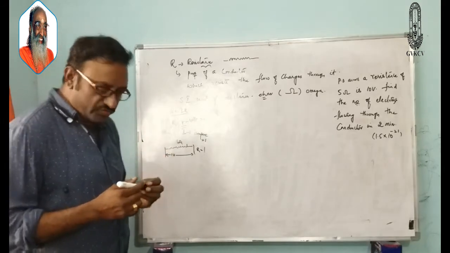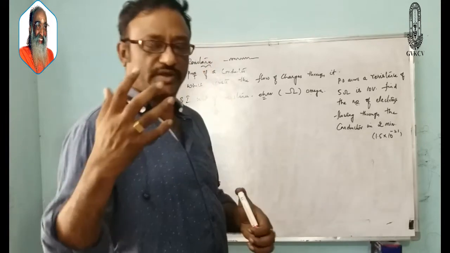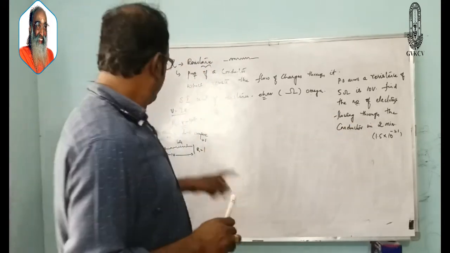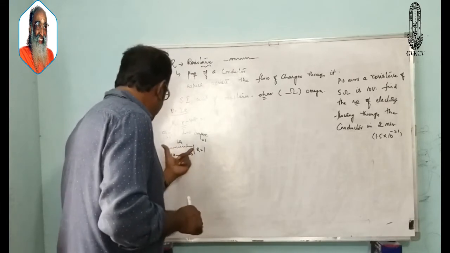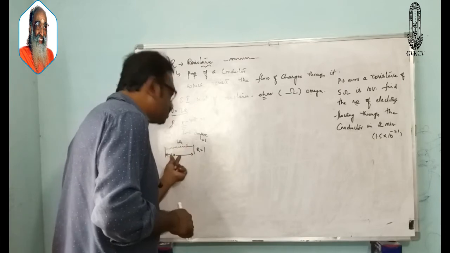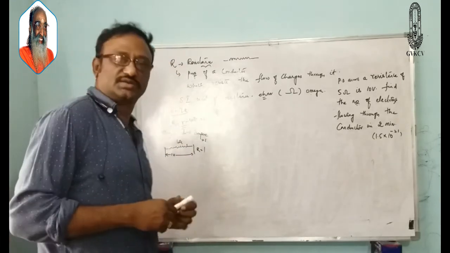So when we are defining the ohm, we cannot define it directly as ohm. Here we say that the resistance is said to be 1 ohm if the potential difference applied across the ends of the resistance is 1 volt and the current flowing through it is 1 ampere.